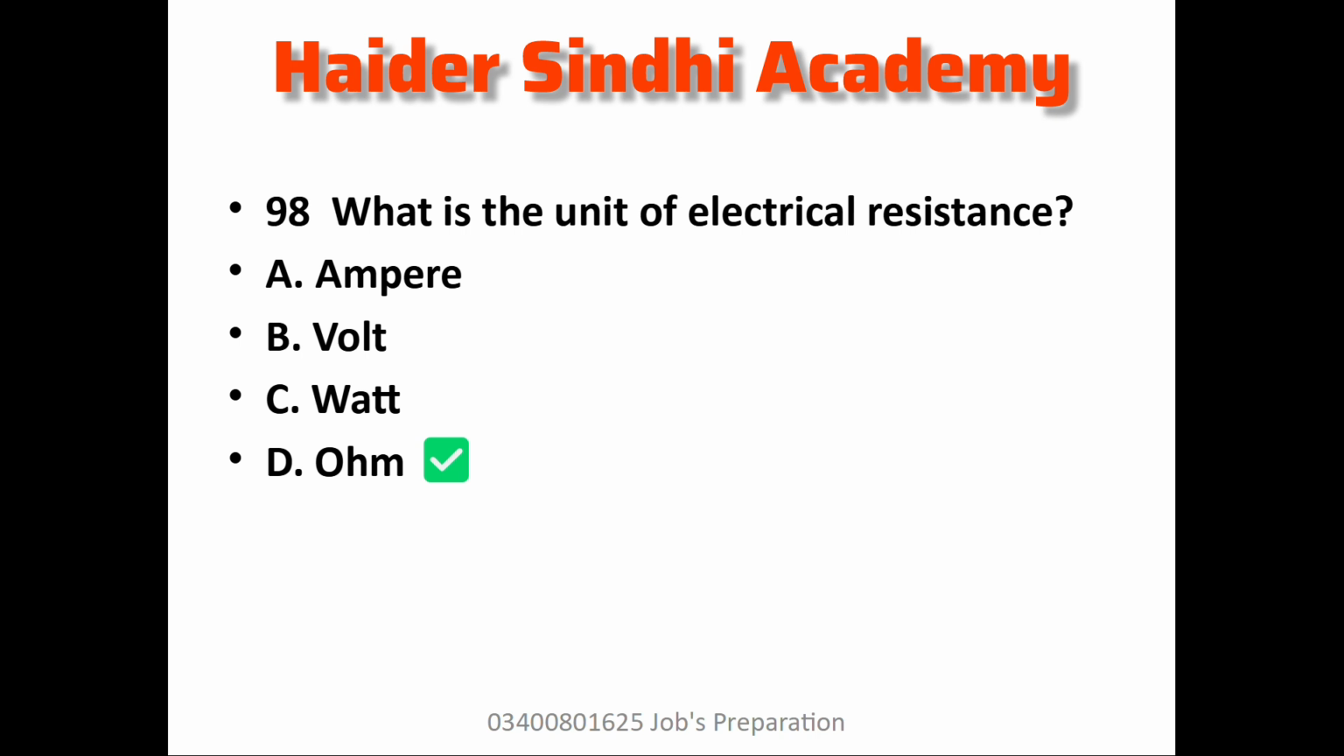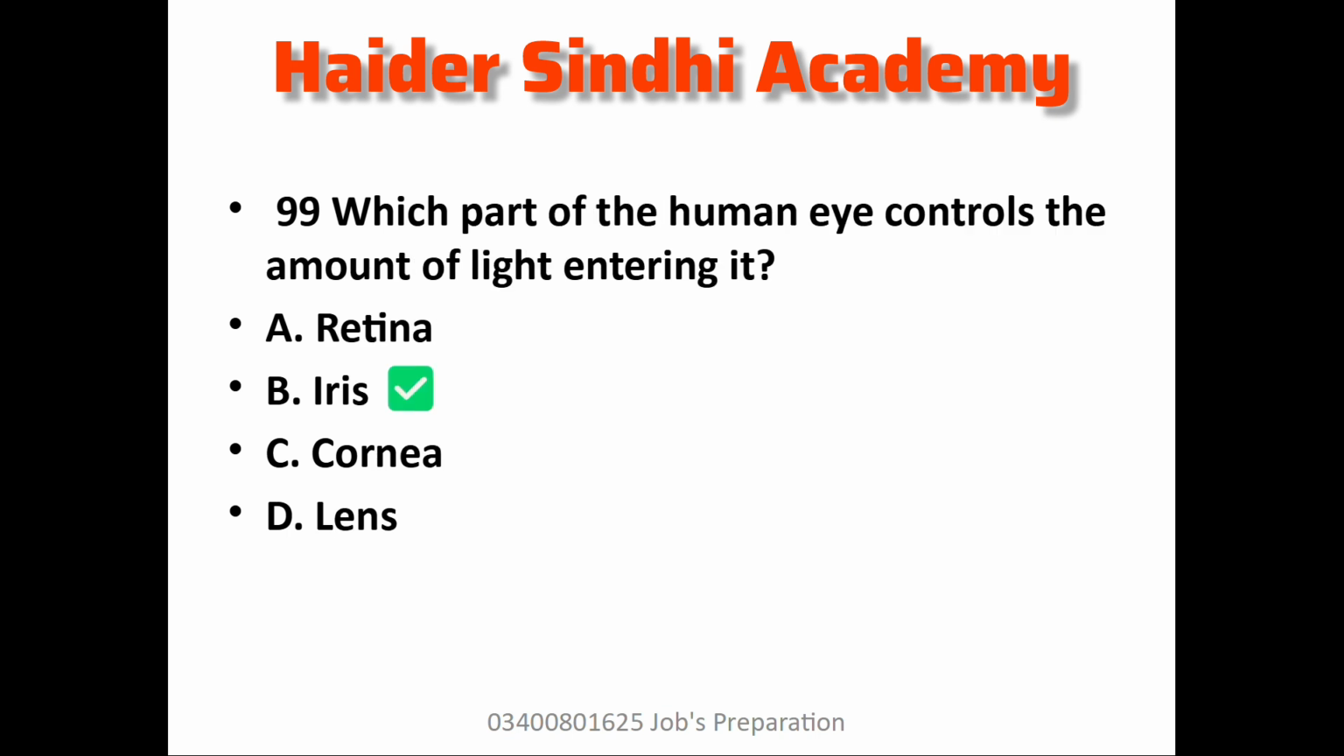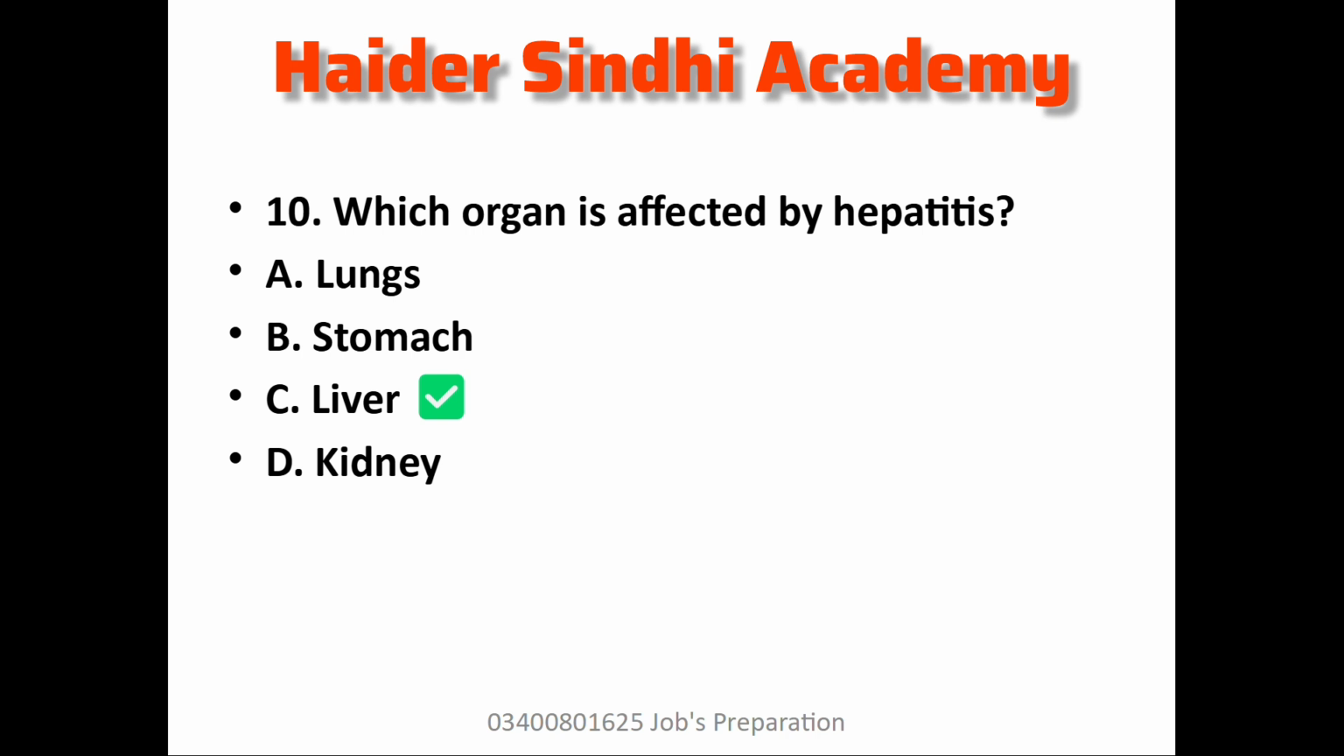What is the unit of electrical resistance? Option D, ohm, is the correct option. Which metal is liquid at room temperature? Option B, mercury, is the correct option, and mercury is the only metal that is liquid in its pure form. Which part of the human eye controls the amount of light entering it? Option B, iris, is the correct option. Which organ is affected by hepatitis? ऑप्शन सी लिवर इज द करेक्ट ऑप्शन.